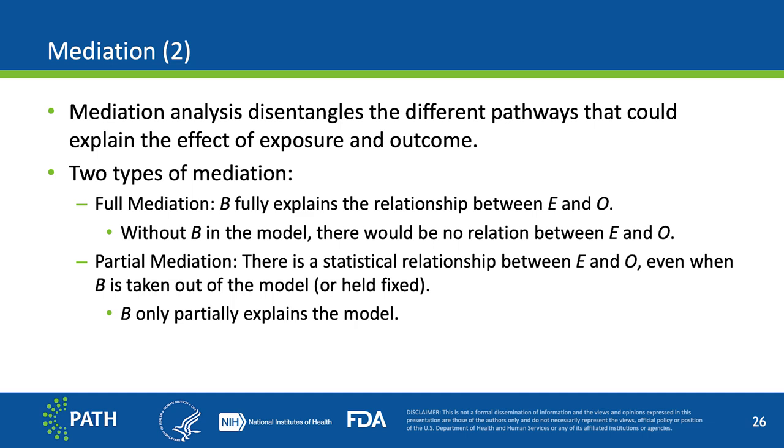If the mediator B fully explains the relationship between E, the exposure, and O, the outcome, that's called full mediation. In other words, there is nothing happening on O if B wasn't in between the two. A more common case is partial mediation, where there's a statistical relationship between the exposure and the outcome, even when B is taken out of the model or held fixed. But some of that effect goes to B and some of it does not. So B only partially explains the model.